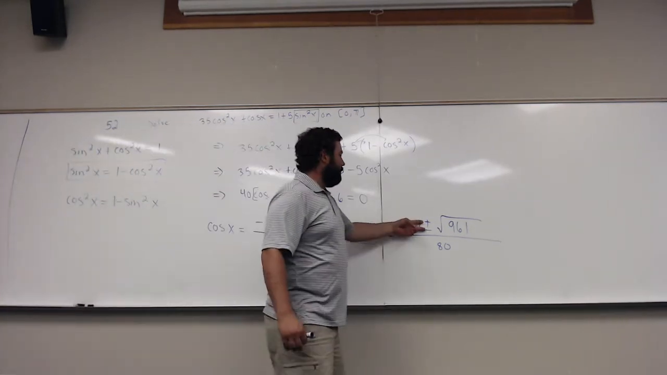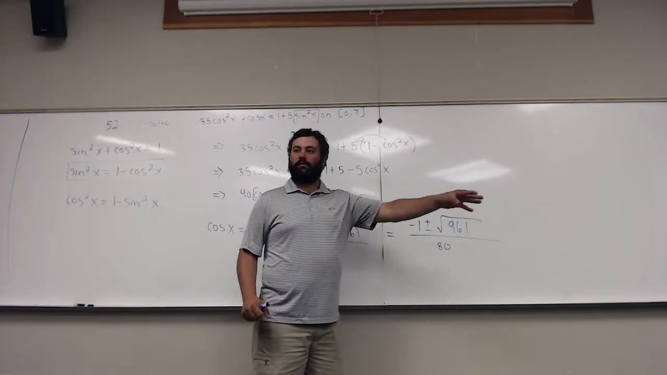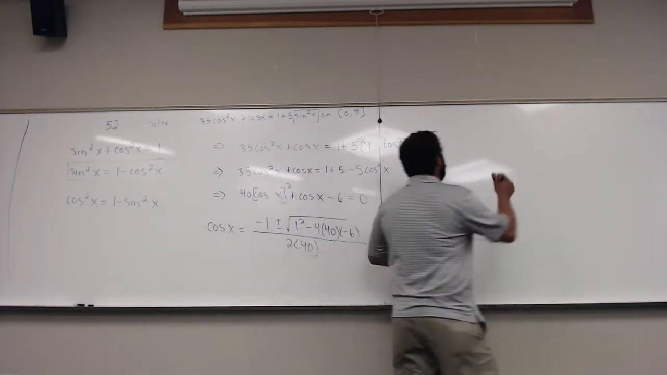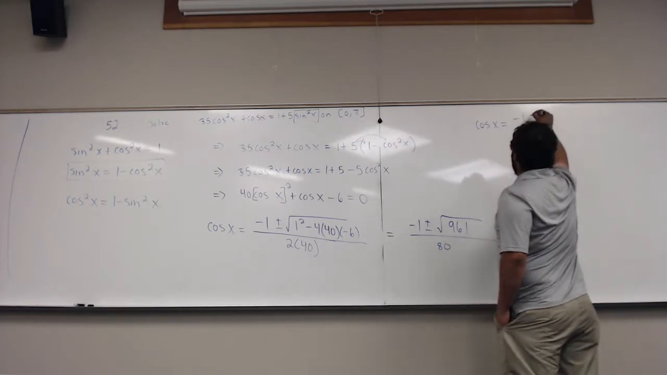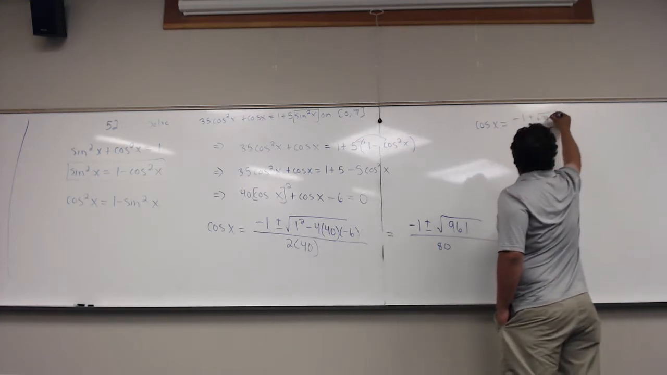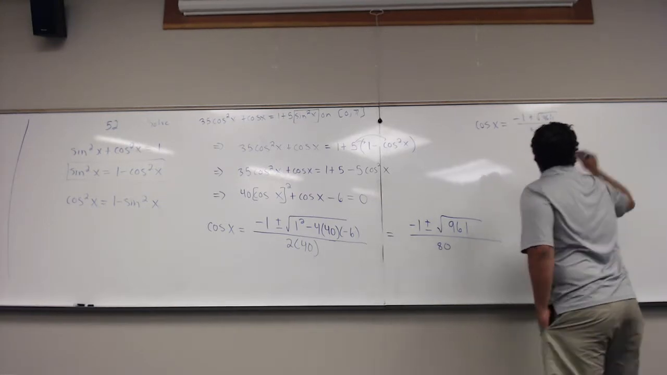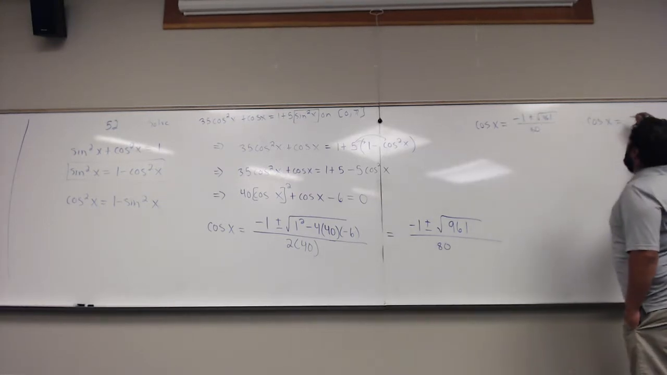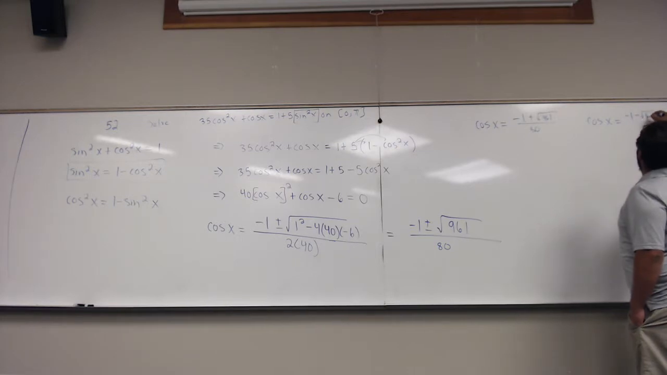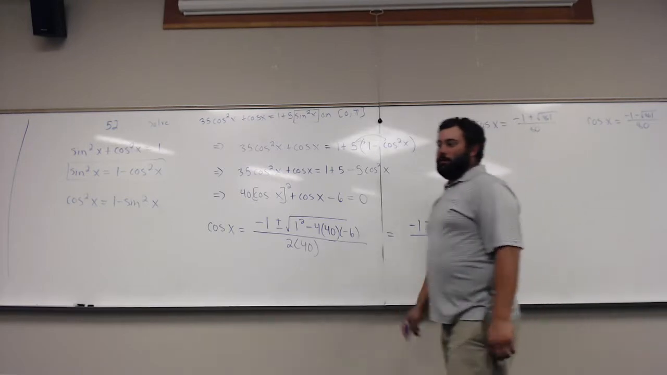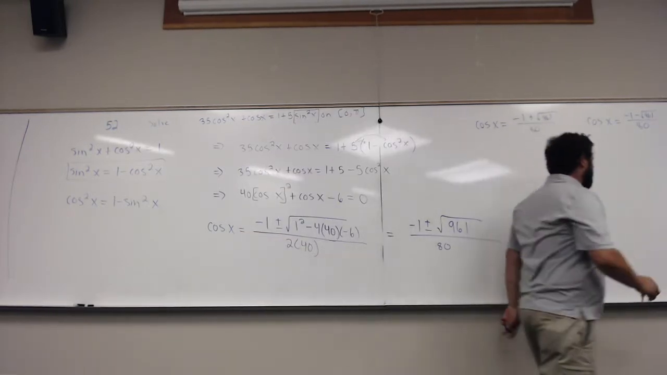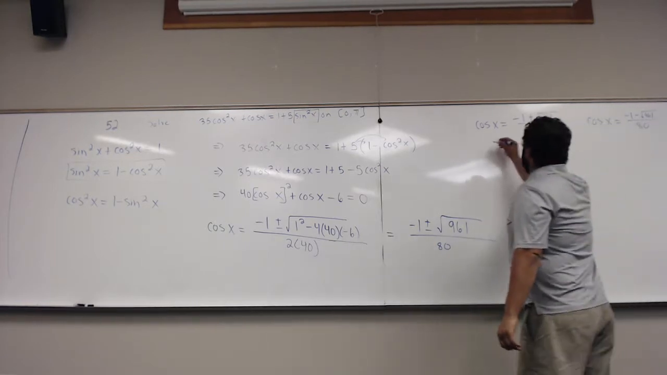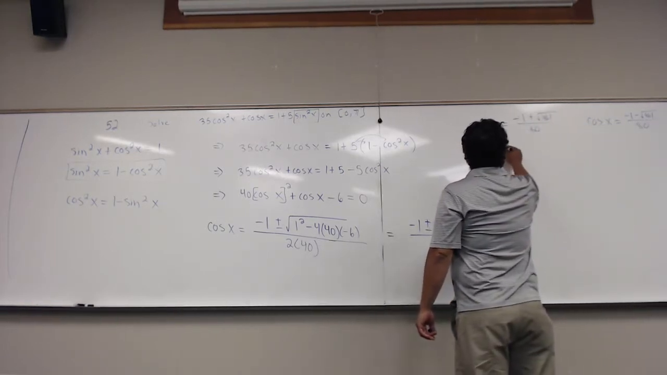Remember, plus or minus is just notation for 2 separate solutions. So what we can do now is split this up. Cosine of x either equals minus 1 plus the square root of 961 over 80, or cosine of x equals negative 1 minus the square root of 961 over 80. So that simplifies. Is the square root of 961 31, a perfect square? Oh, even better. Yeah, let's simplify each of these. You said it's 31?